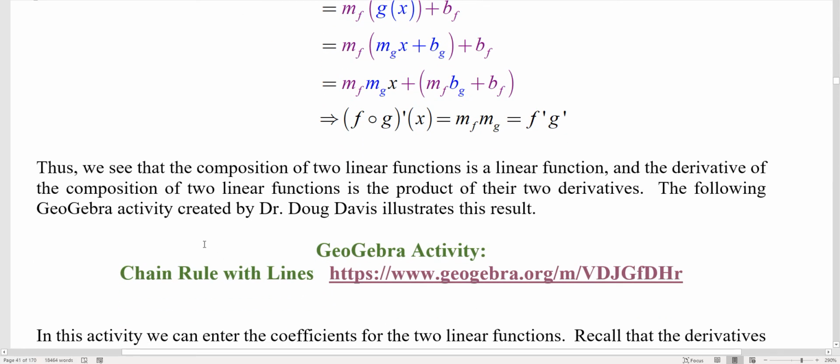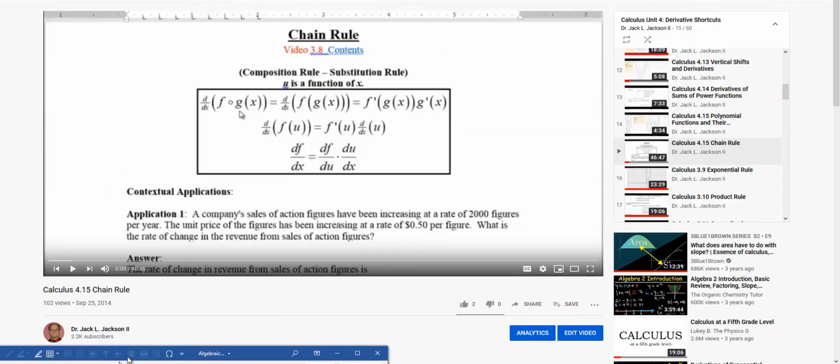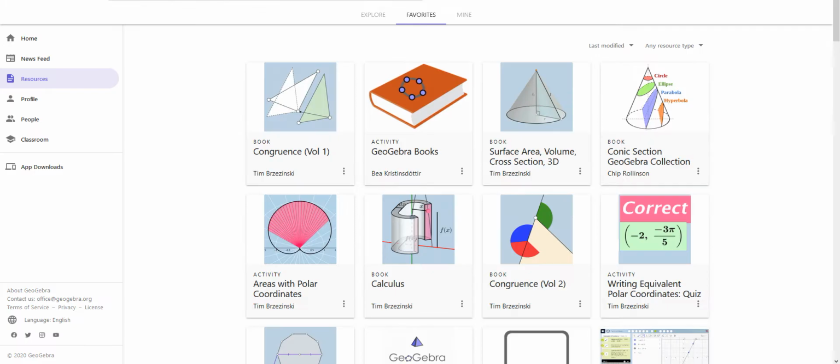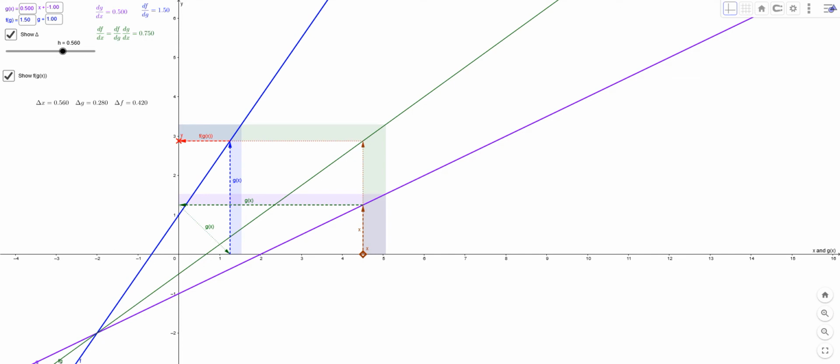Here's a link to an activity that Doug Davis wrote in GeoGebra. Let me get to that one here. Here's what it looks like. And we see we can control the slope and y-intercept here, the coefficients on g of x, and then we can do the coefficient here of f of g or f of u, g is the same difference.